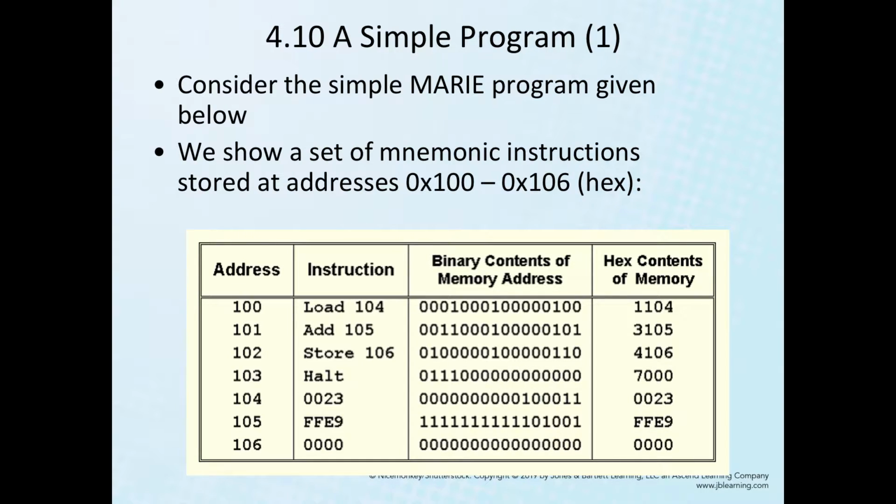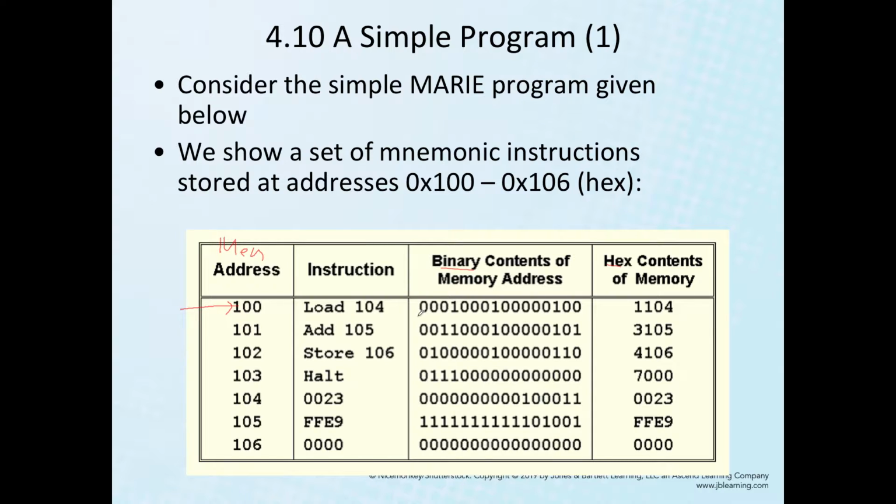Let's take a look at a simple example program which may run on Maria. Here is the code, and the assumption is that the instructions are stored beginning at address 100. All of those numbers are either binary or hexadecimal, so we don't use decimal numbers at this moment. So at memory address 100, what is given is a load 104.